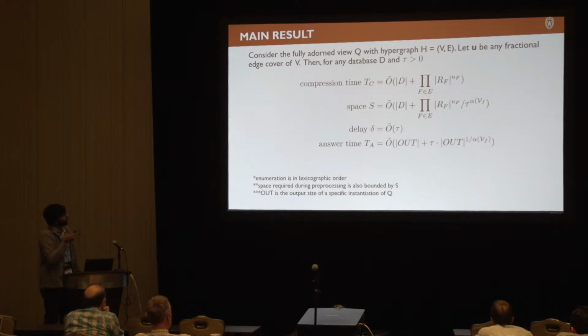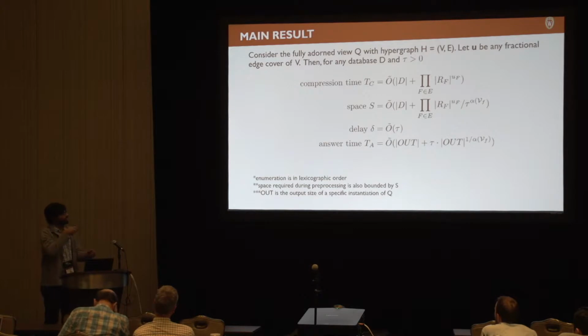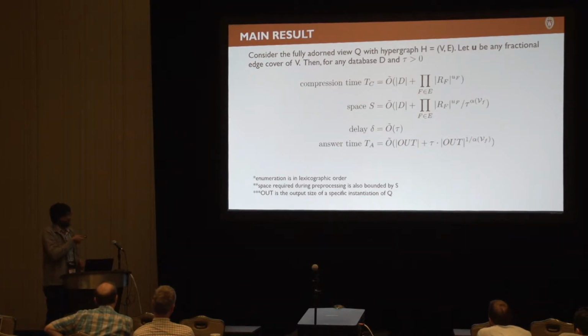So there are 2 points to note here. First, the enumeration will be in lexicographic order, and the user can actually choose the ordering of these variables. So the user can actually tell what will be the output tuple format, and then we will enumerate in lexicographic order. And the second point to note is the space requirement during the pre-processing phase is also bounded by S. So it is not the case that we are materializing the entire worst case AGM bound output and then trying to do some compression. This is true compression in the sense that the pre-processing phase will also require at most S spaces.